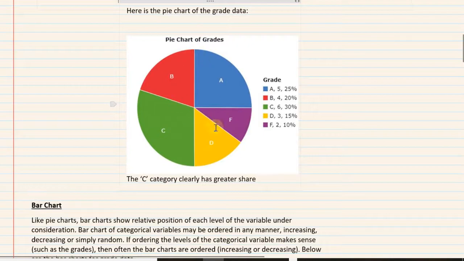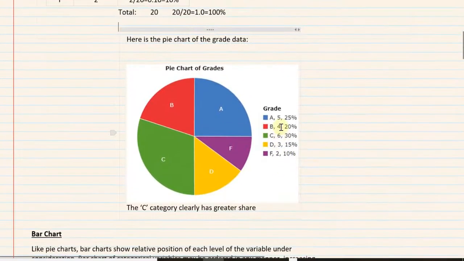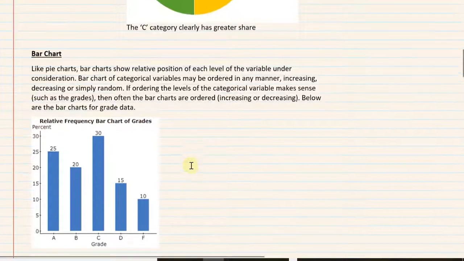Now in this example, the C category with 30%, C is the largest slice of that pie. The smallest slice belongs to F, only 10%. 2 students got a failing score. So there is your pie chart. And the software, of course, handles these. Then we look at the bar chart.